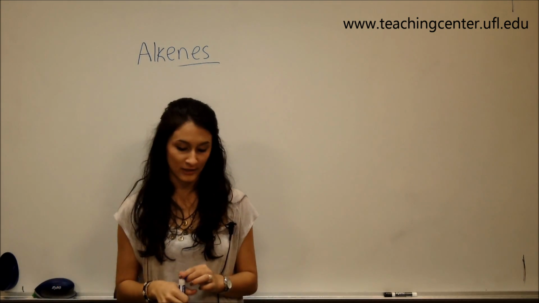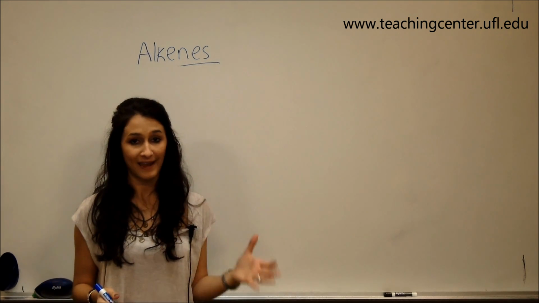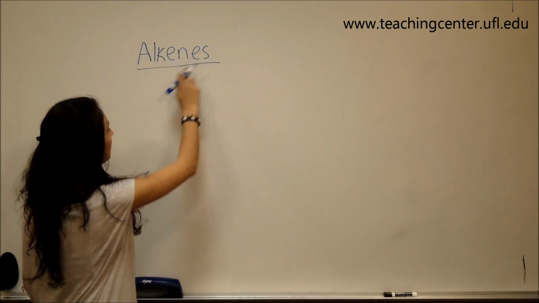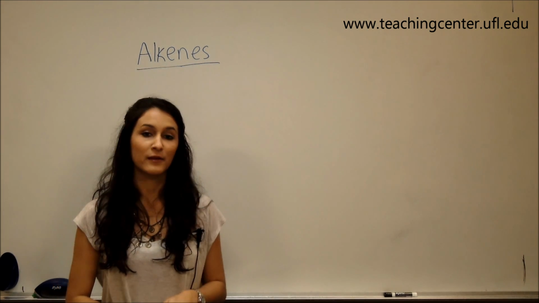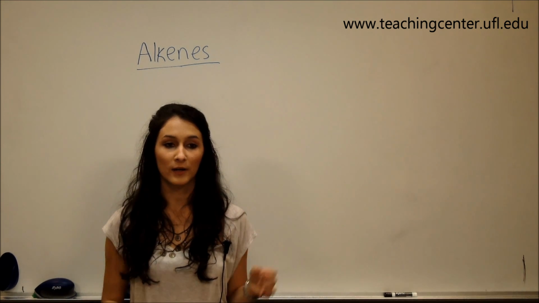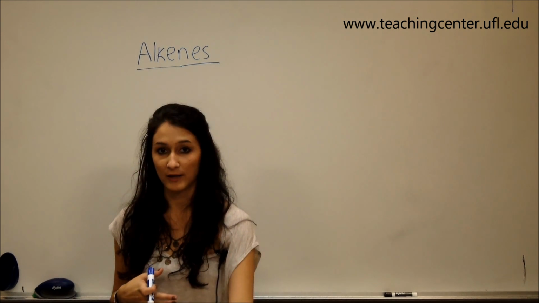So for alkene nomenclature, there's a few new things. The first thing is that the suffix is going to change from ane to ene. So basically your suffix is going to be ene rather than ane. The other thing is that you're going to make sure that your root chain includes the double bond. You're going to find the longest parent chain, but it has to include the double bond.